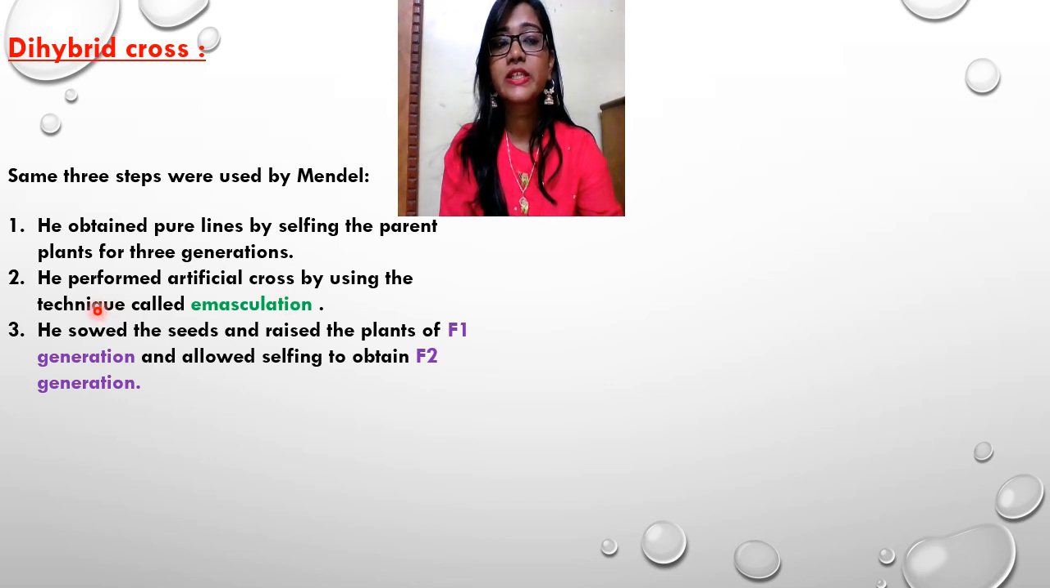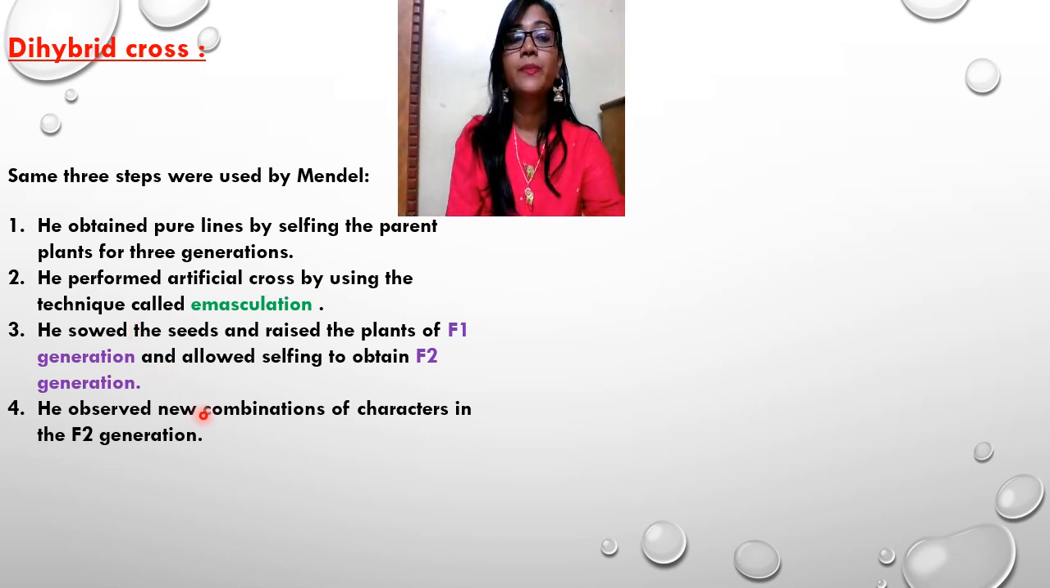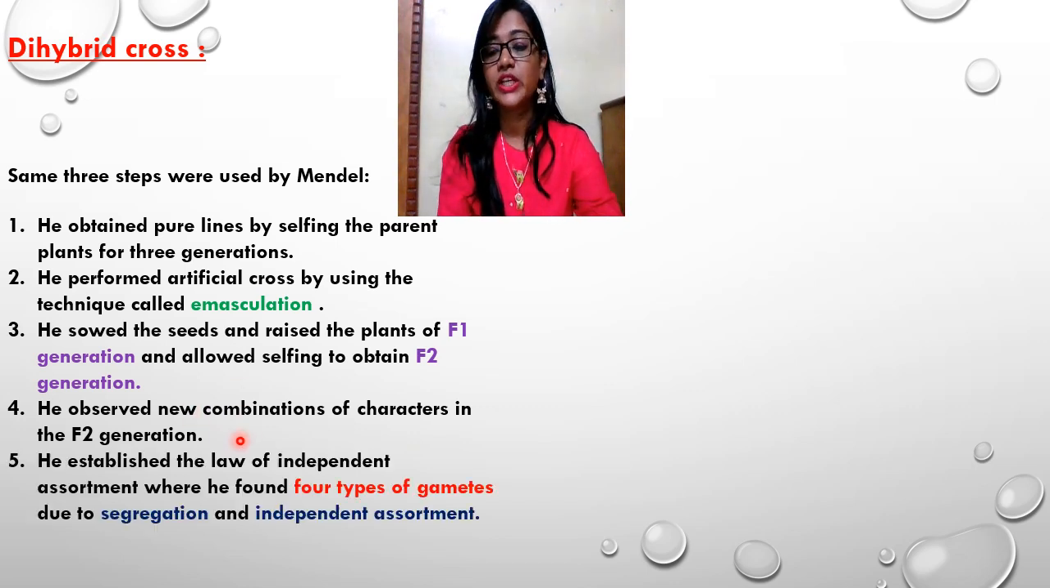The third step which Mendel carried out was that he sowed the seeds, raised the plants of the first generation, and allowed selfing to obtain the second generation. So what he observed was that new combinations of the characters in the F2 generation were found to be present in the case of the dihybrid cross.